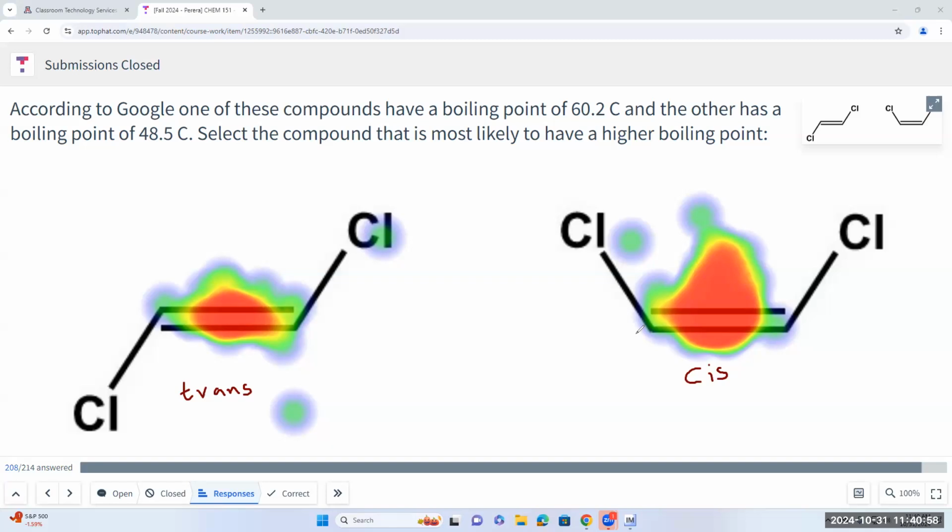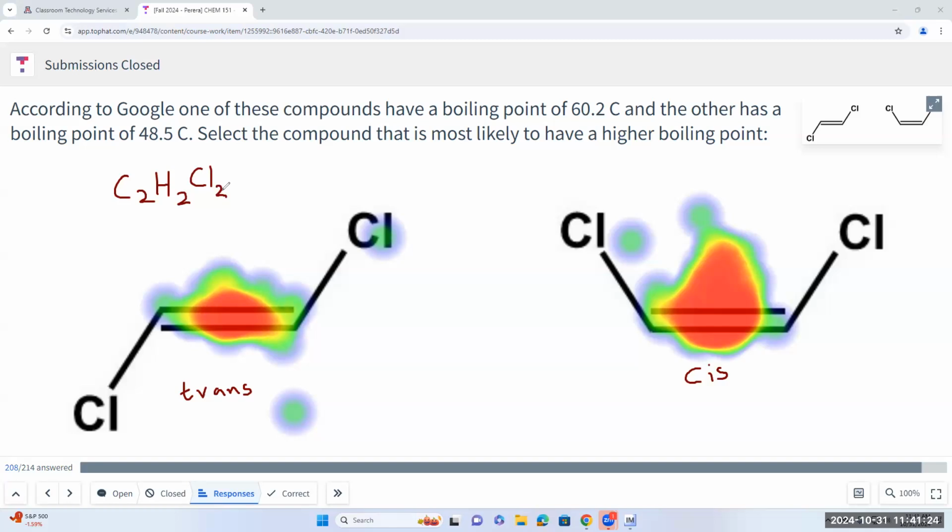The cis isomer has a higher boiling point because it's polar, and the trans one is non-polar. Spot on. Exactly the point. All right, so here's the thing. Both of them, like Ruby said, have 2 carbons, 2 hydrogens, and 2 Cl atoms.